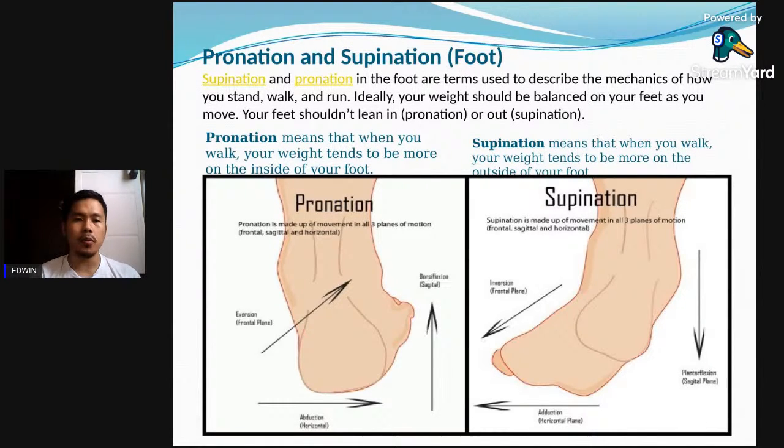Pronation means that when you walk, your weight tends to be more on the inside of your foot, but supination means that when you walk, your weight tends to be more on the outside of your foot. So that is the difference between supination and pronation regarding the foot. Pronation means your weight tends to be more on the inside of your foot, and supination means your weight tends to be more on the outside of your foot, as you can see in the pictures.